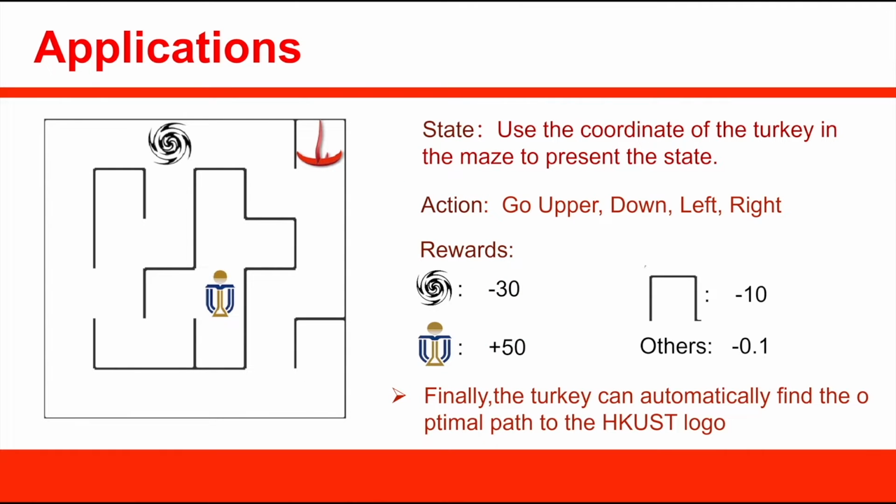For the application of reinforcement learning, the state here uses the coordinates of the turkey in the maze to represent the state. The actions of the agent are that the turkey can go up, down, right, and left. The rewards are shown here. The turkey gets -30 when it meets the typhoon, and -10 reward when the turkey hits the wall. When the turkey finally gets to the destination, there is +15 reward. In other cases, the reward is -0.1. In this case, the turkey can find the optimal path.